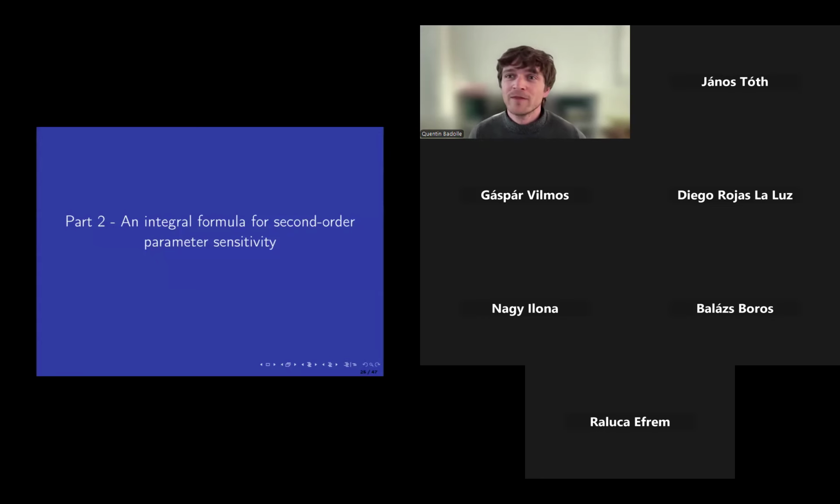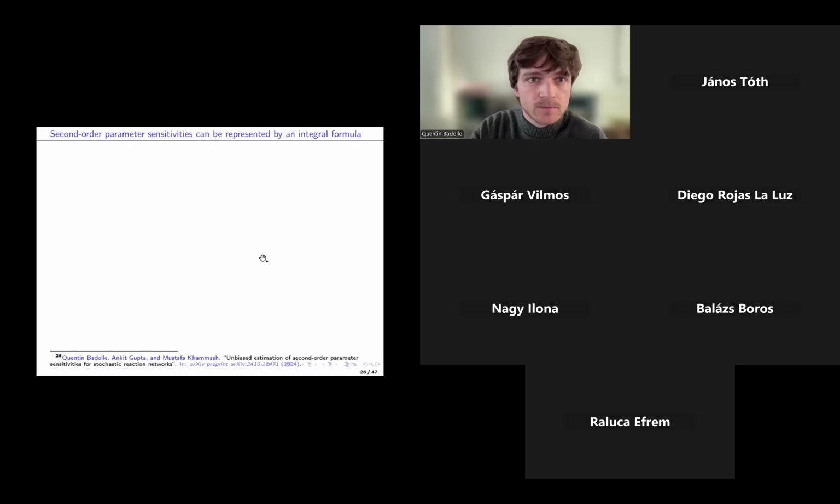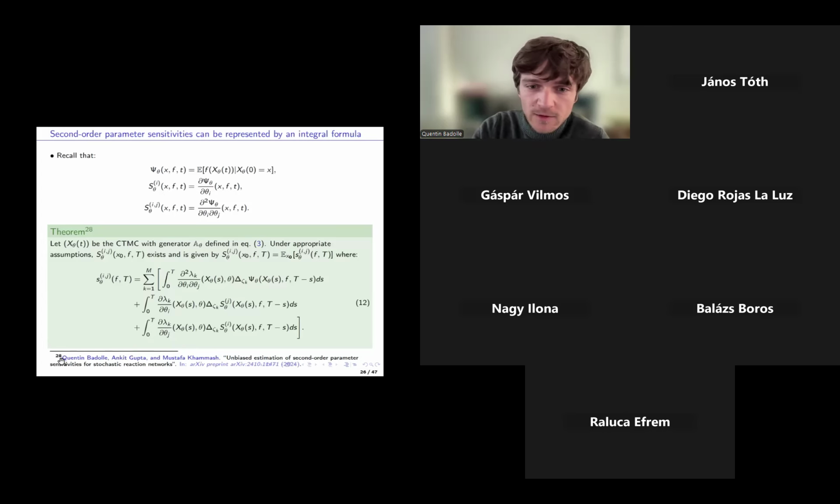So this was the tailored introduction for second order sensitivity. And now we move to the content which is presented in a manuscript which is already on the arXiv. We are starting with an integral formula for second order parameter sensitivity. I'm putting the notations again for expected output, first order sensitivity, and second order sensitivity, which are the same as previously. And what we established in this manuscript is that you can represent your second order sensitivity as the expectation of some quantity, which is displayed here.